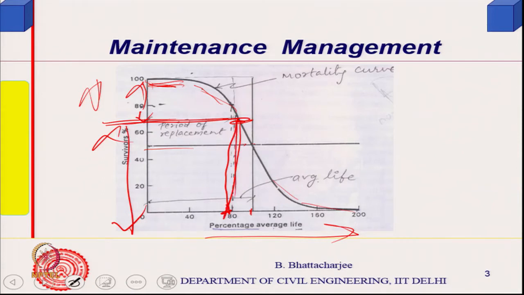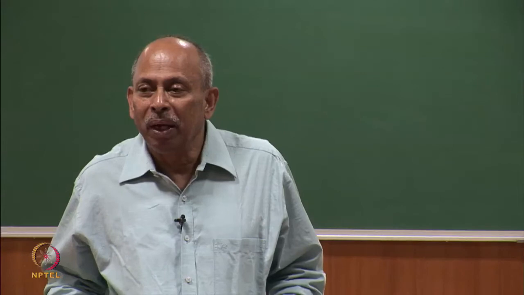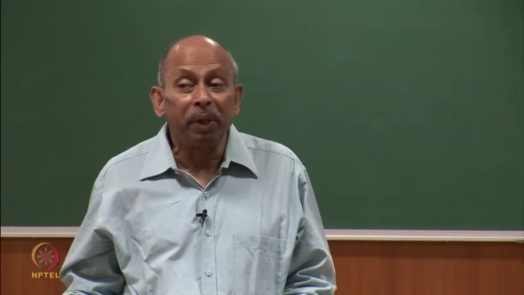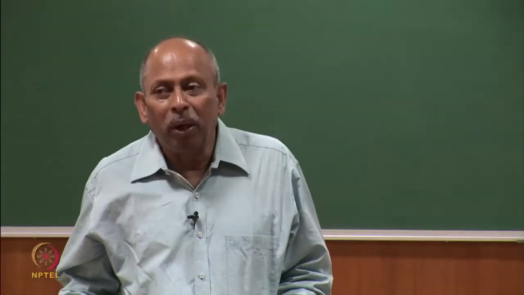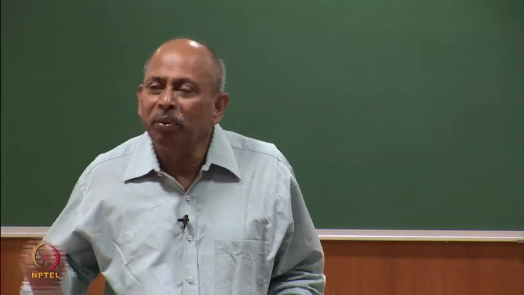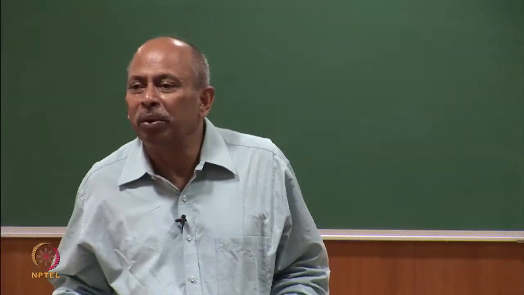So, if 25, I mean this is how much, this is 80. So, maybe 75%, this one is 25% I have found out. Corresponding to that, it would show that I should do actually a bulk replacement at around 80% of the average life. So, even if lamps are good, I might still simply replace them, because after that the rate of failure will be fast.